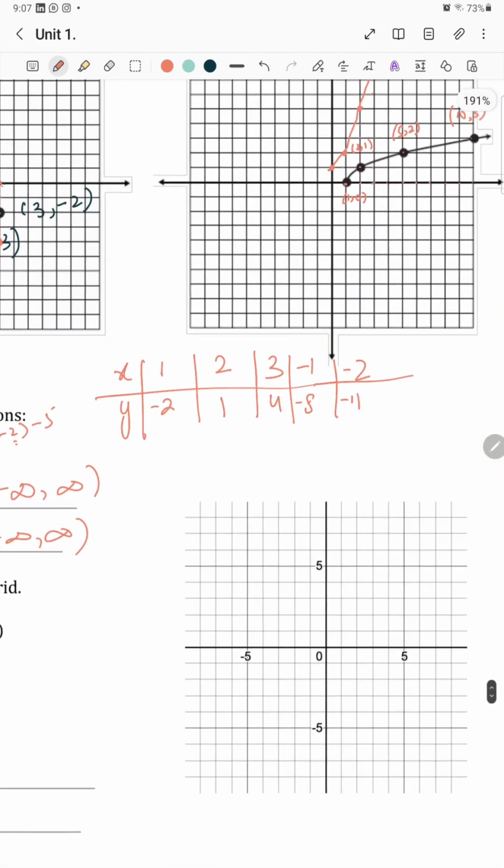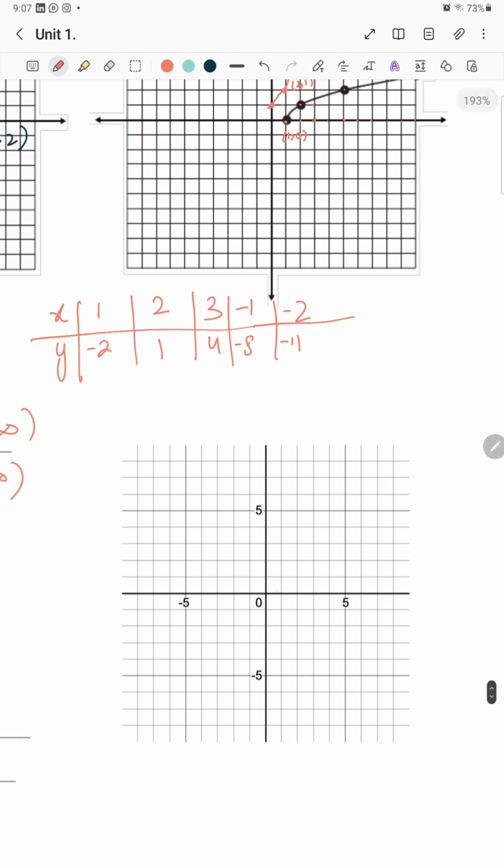Okay, so let's plot this first. X is 1 and y is negative 2, x is 2 and y is 1, x is 3 and y is 4, x is negative 1 and y is negative 8, x is negative 2 and y is negative 11. So it's something going on like this. This is f of x.